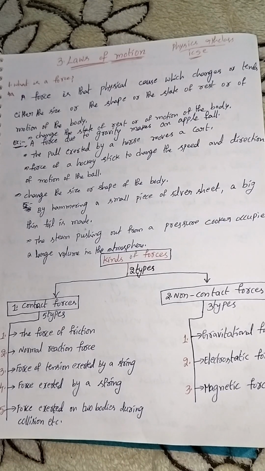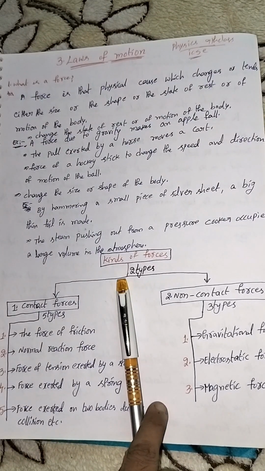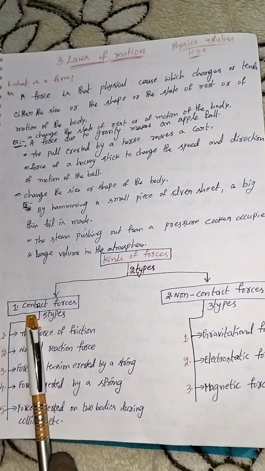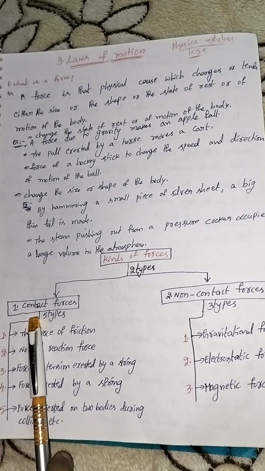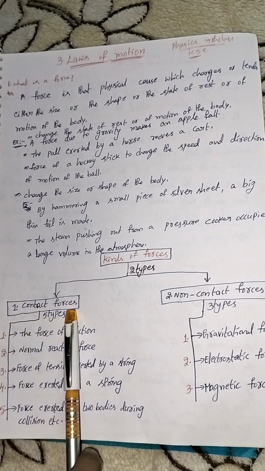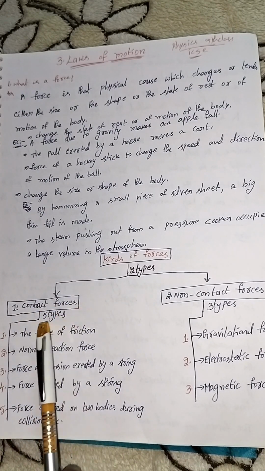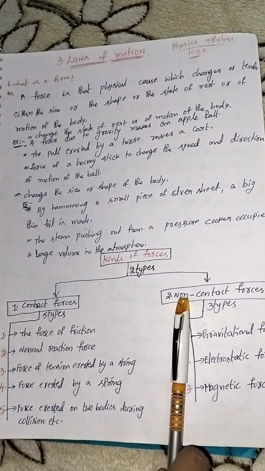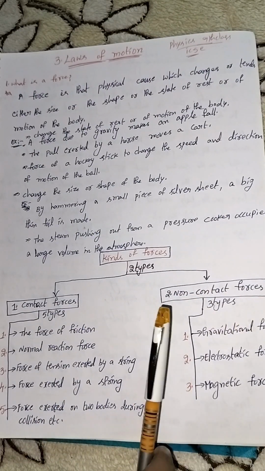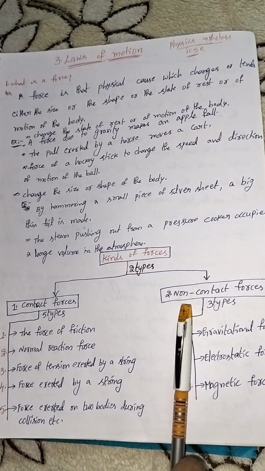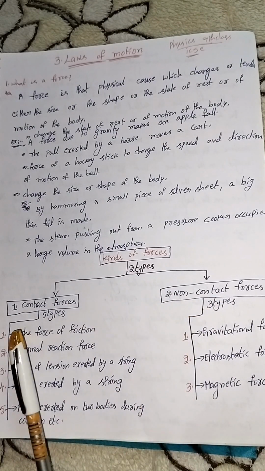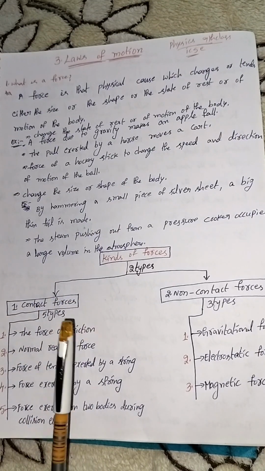So, how many types of forces are there? There are mainly two types of forces: contact forces and non-contact forces. In this class, we will discuss contact forces. Contact forces are 5 types. Non-contact forces are 3 types. Non-contact means we don't use any physical touch. So contact forces are 5 types.